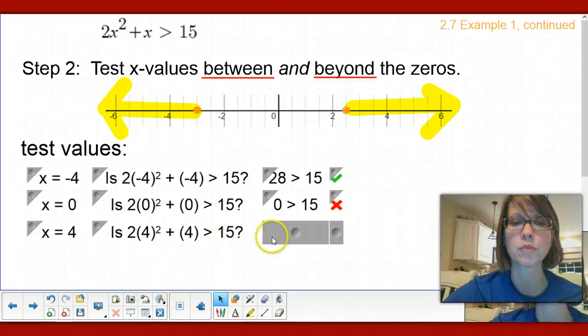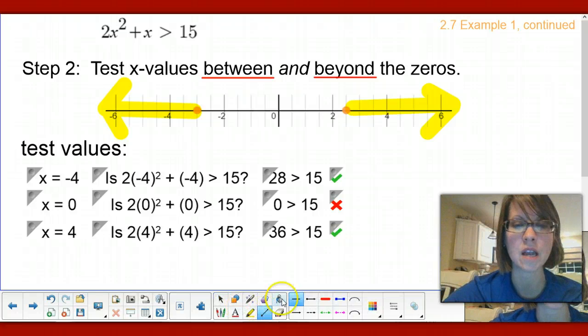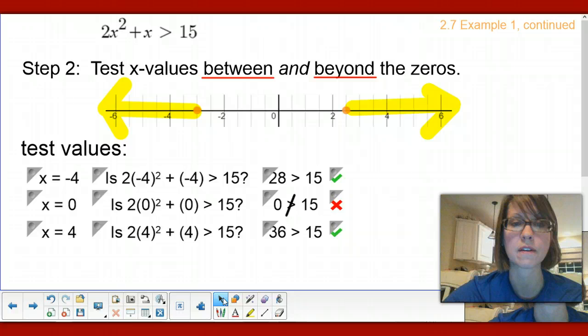2 times 4 squared plus 4, is that greater than 15? Well, 36 is greater than 15. Okay, so the reason that these two were checked and this one was not was because this statement is false. 0 is not greater than 15. I'm going to try to do a slash.